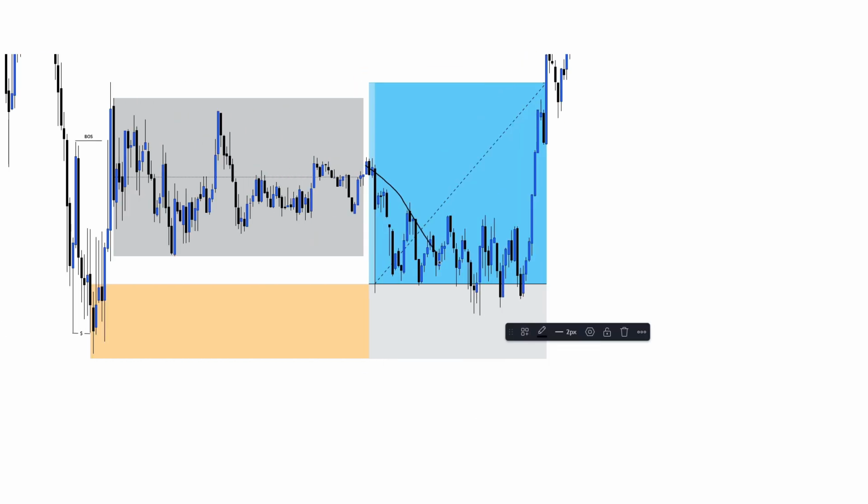Boom. As you guys can see, price pulled back, mitigated our order block right here before it reversed higher to come and clear our old range high right here. Now let's look at another example.